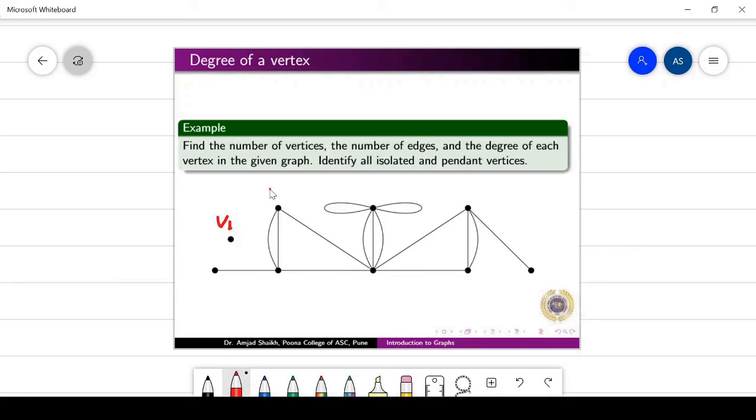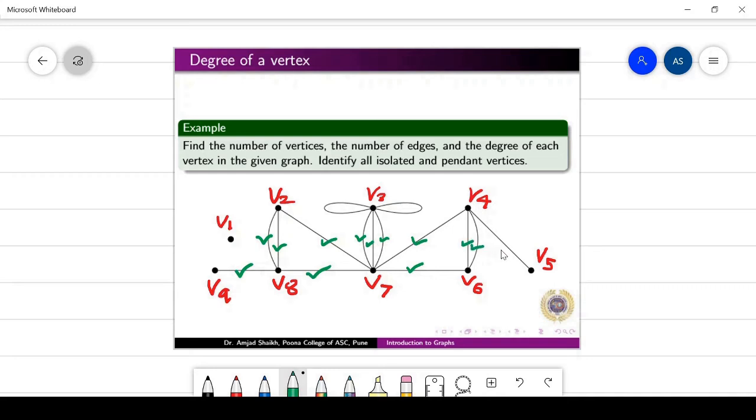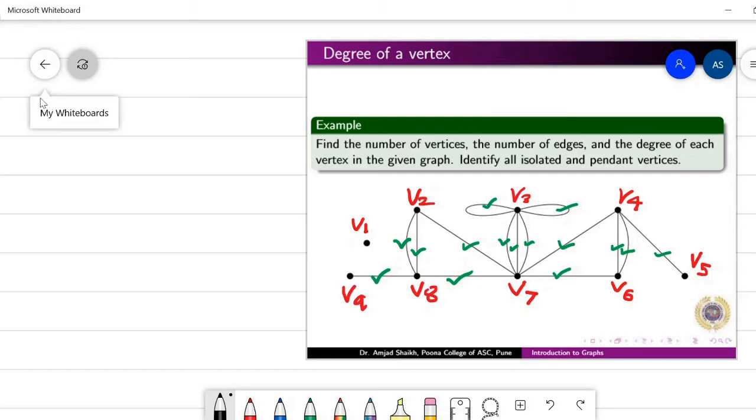We start from here, so we call it V1, V2, then V3, V4, V5, V6, V7, V8 and V9. So there are a total of 9 vertices in this graph. Next we count the number of edges starting from here: 1, 2, 3, 4, 5, 6, 7, 8, 9, 10, 11, 12, 13, 14 and 15. So the total number of edges is 15. So we write the solution.